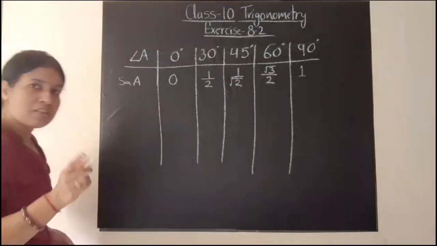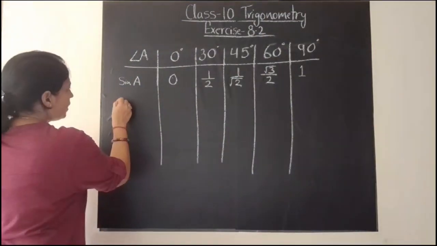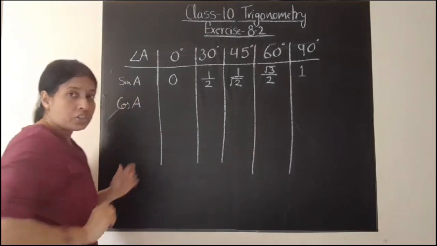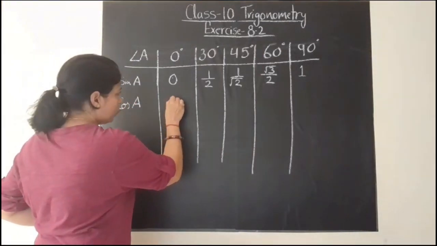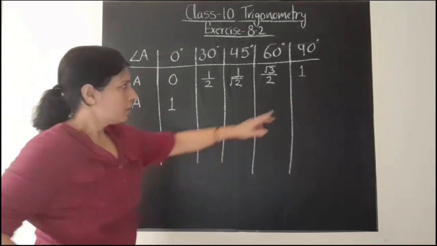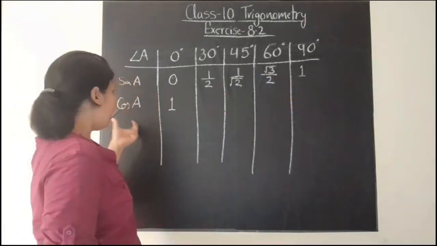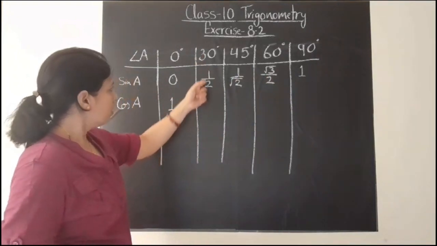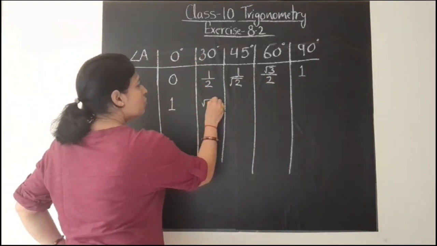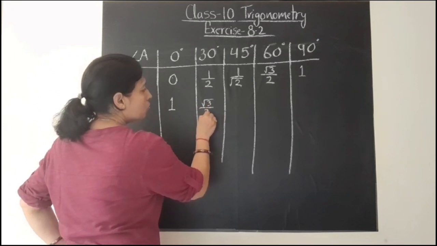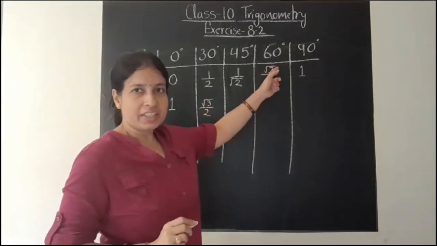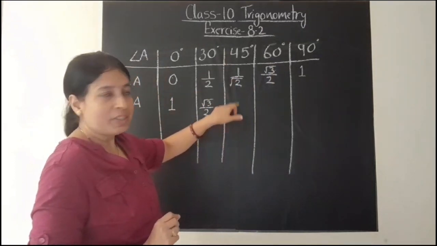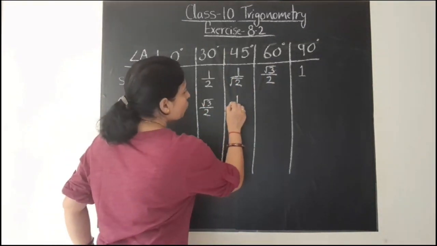Then cos A. What is the value of cos A? Cos 0 is 1. Sin 90 and cos 0 are the same. Then cos 30 is equal to root 3 by 2. It is the same as sin 60 degree. Then cos 45 degree will be 1 by root 2.